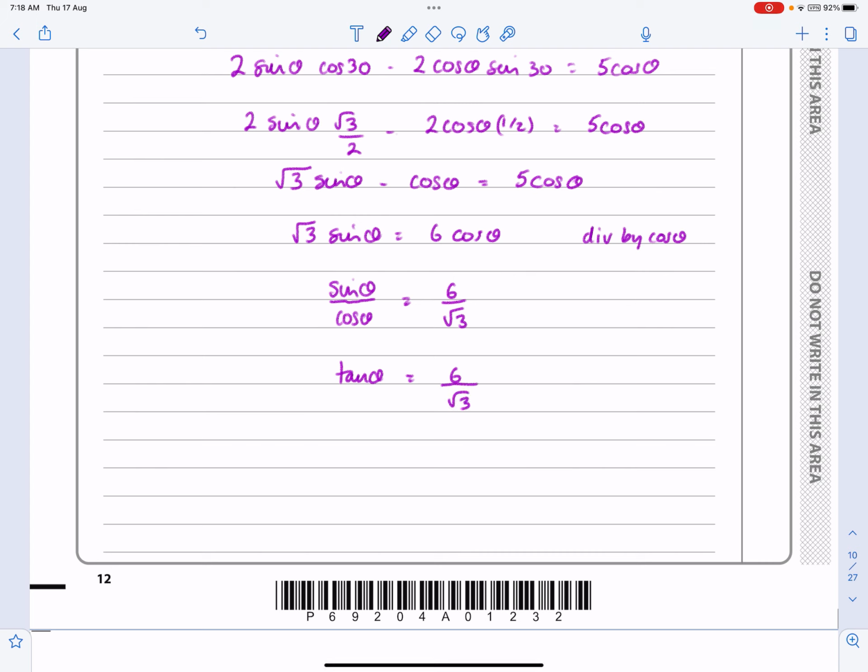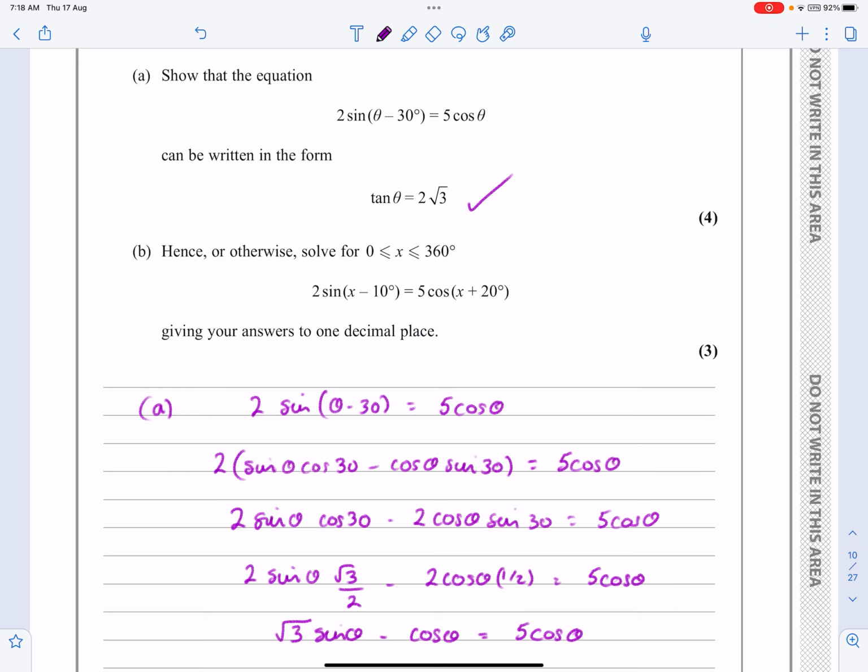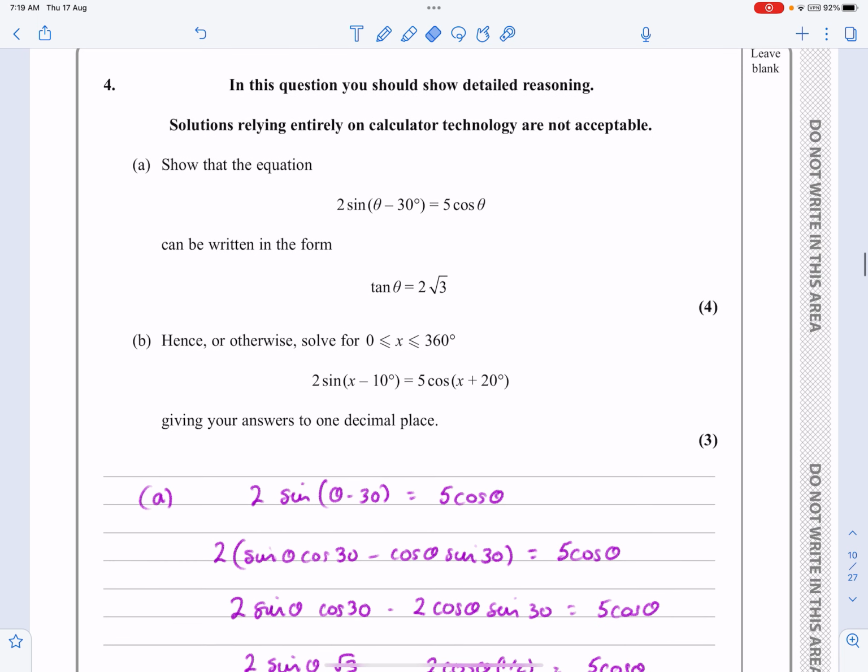And then remember, with surds, we can't leave a surd in the denominator. So times top and bottom by root 3. I'm going to get tan theta equals 6 root 3 over 3. And then, as if by magic, 6 divided by 3 means that we end up with tan theta equals 2 root 3, and that's what we were aiming for in the first place. So absolutely fantastic. That's that first bit done.